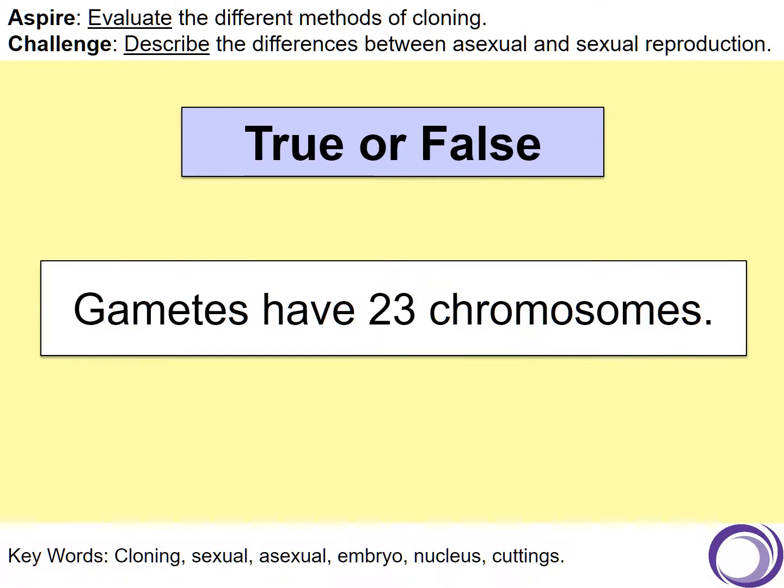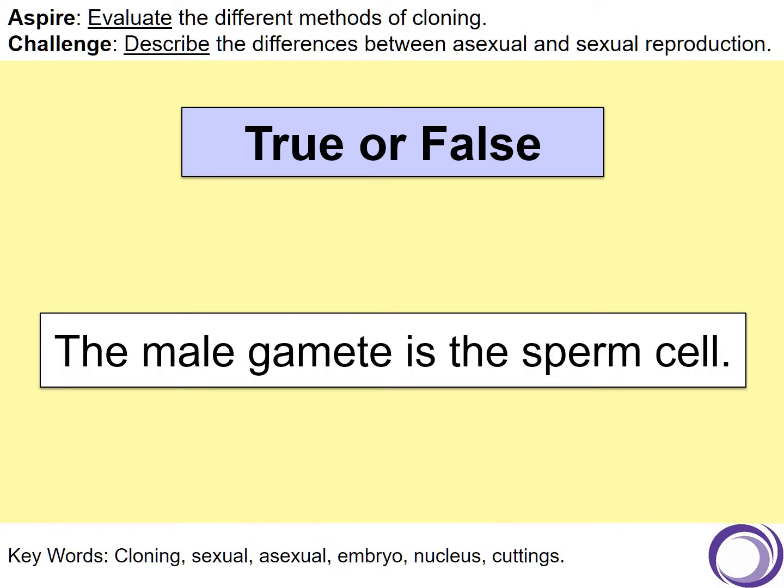Next question. Gametes have 23 chromosomes. True or false? Okay, I made this one quite easy for you in the question 1 explanation, didn't I? This time it is true. They are the only cells in our bodies that have a single set of chromosomes. Okay, the male gamete is called the sperm cell. True or false? Okay, easy that one, isn't it? Yeah, it's absolutely true. The male gamete is called the sperm cell.